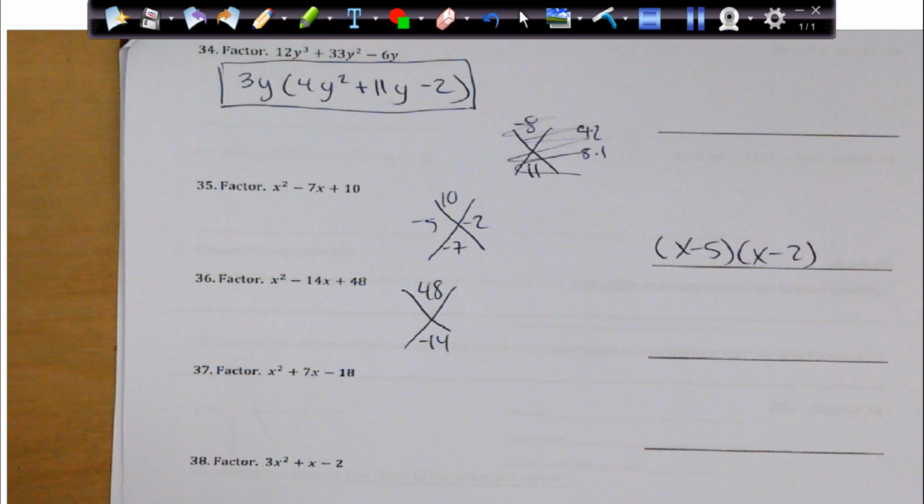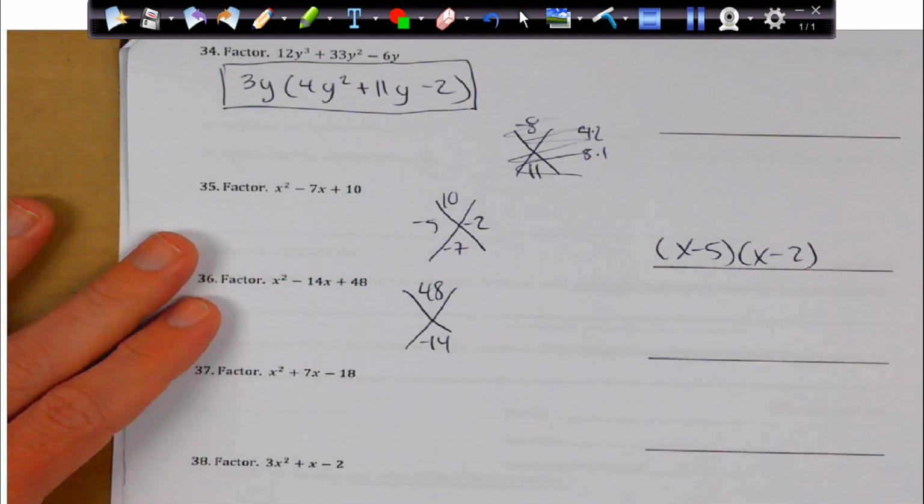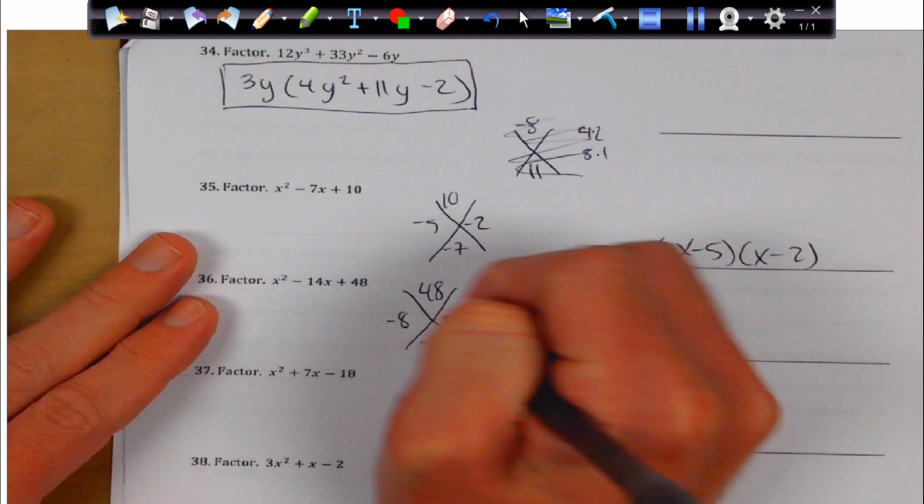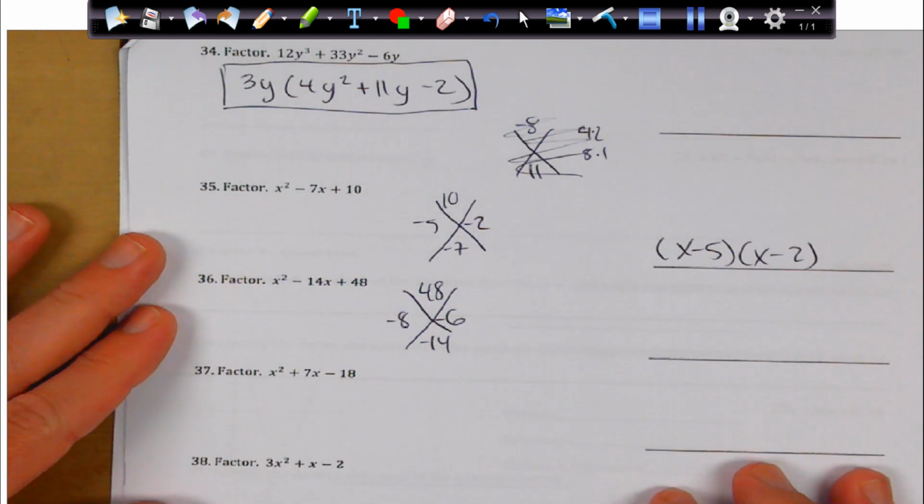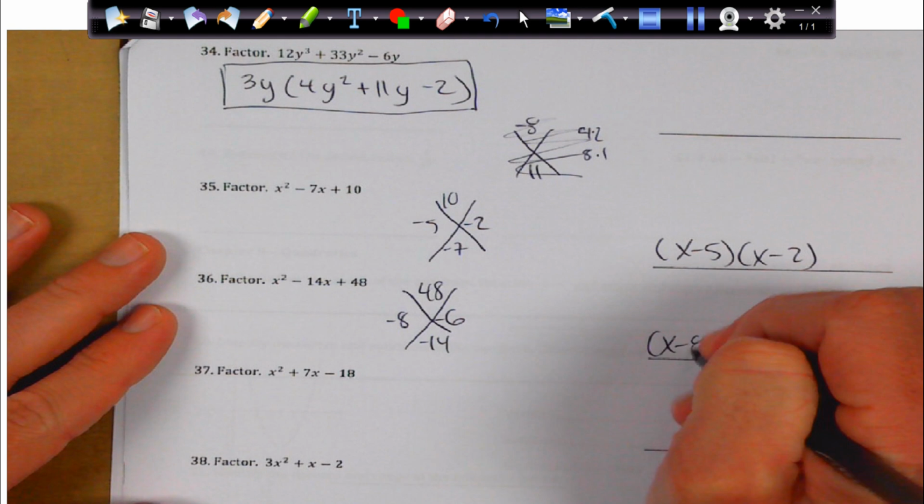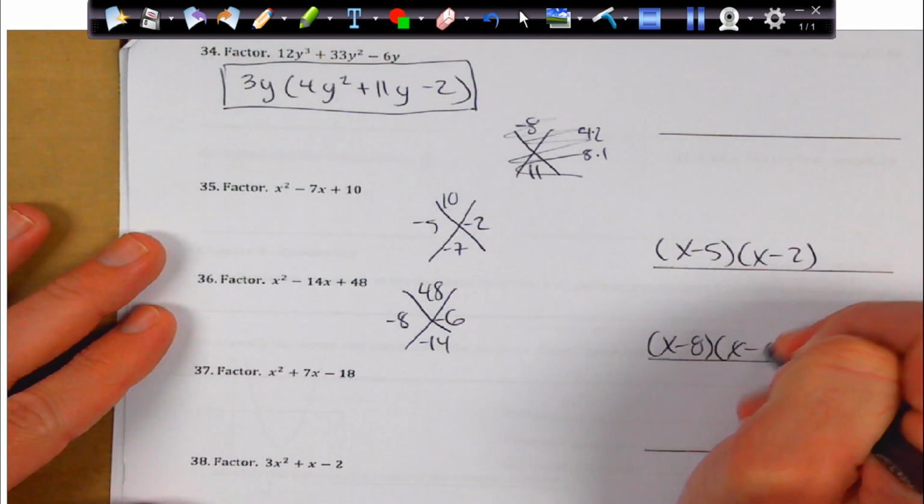So what multiplies to 48 and adds to negative 14, I believe? Would that be 8 and 6, right? I think. I always have to double check that one. 8 and 6 would be, no, sorry, negative 8 and negative 6 would be the one for that. And again, shortcut, we get to do x minus 8 and x minus 6.